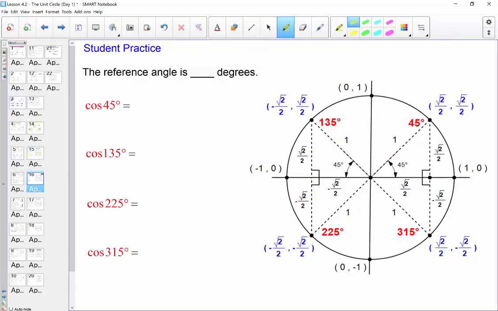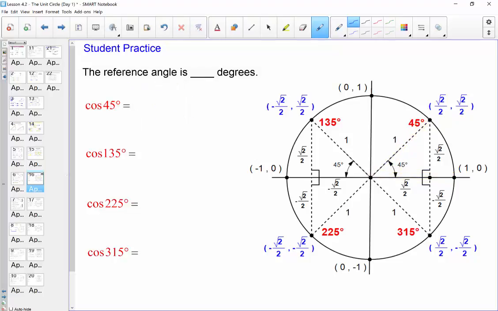Now pause the video and do a similar analysis, but this time you're going to evaluate the cosine of each angle rather than the sine. The cosine of 45 degrees, evaluating this angle here, is simply the adjacent side, square root of 2 over 2, over the hypotenuse 1. So it simplifies to square root of 2 over 2.